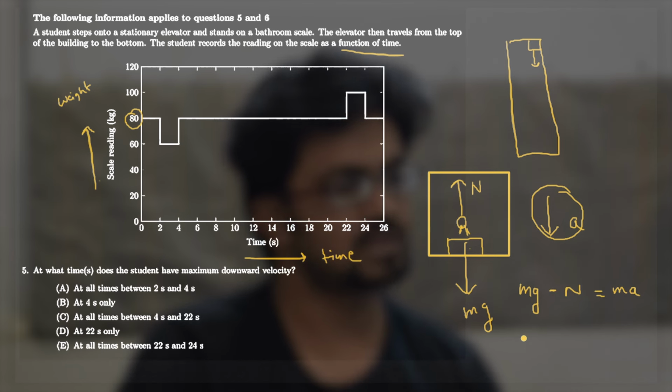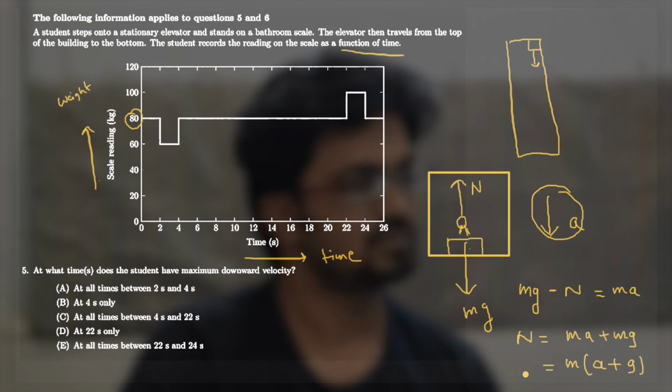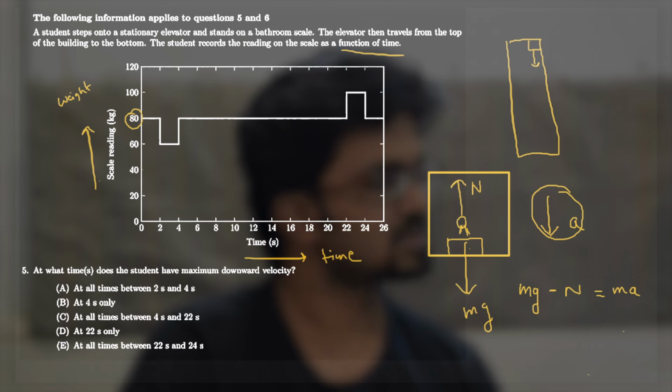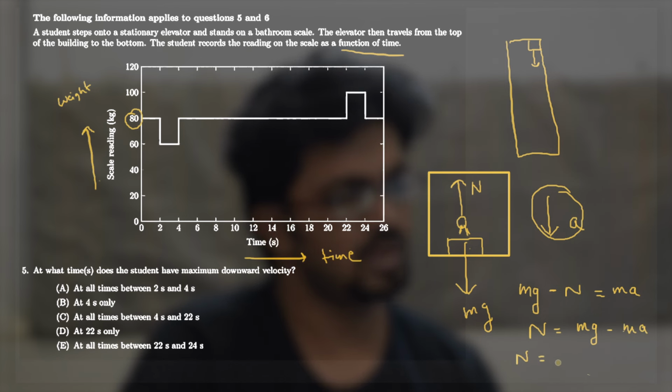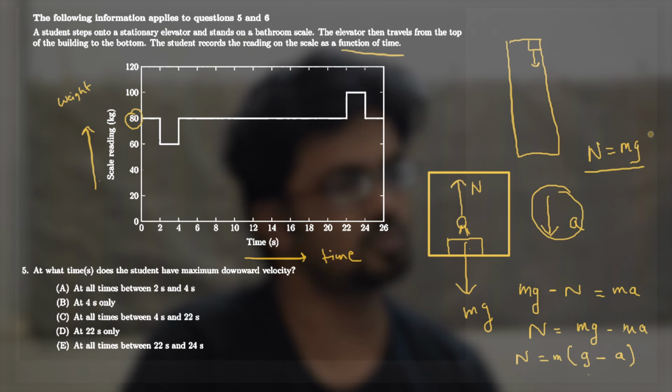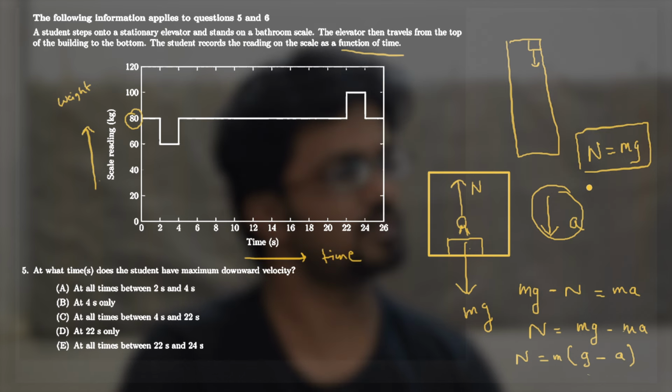Converting this equation, the normal reaction comes out to be mg minus ma. So N equals m times (g minus a). Here the actual weight was mg when it was at rest, where the normal reaction was showing the true weight of the observer. So it was 80 kg at that time.